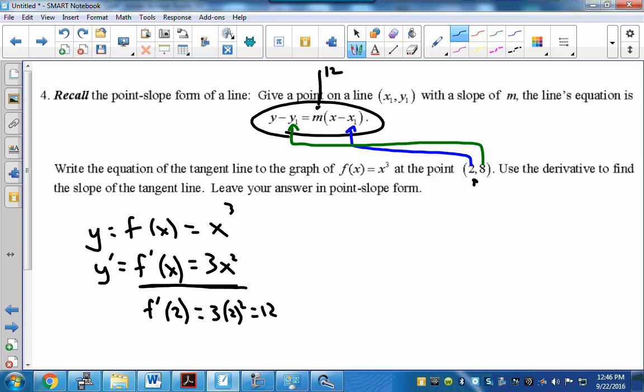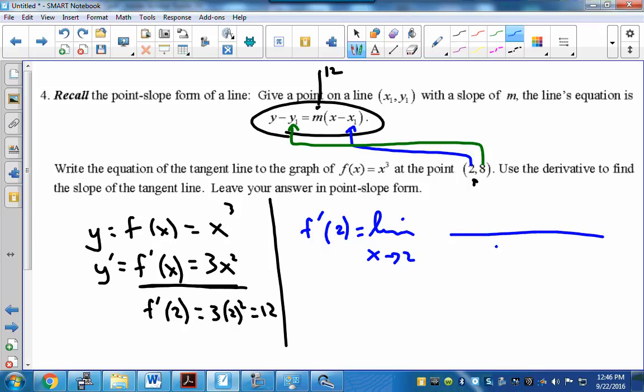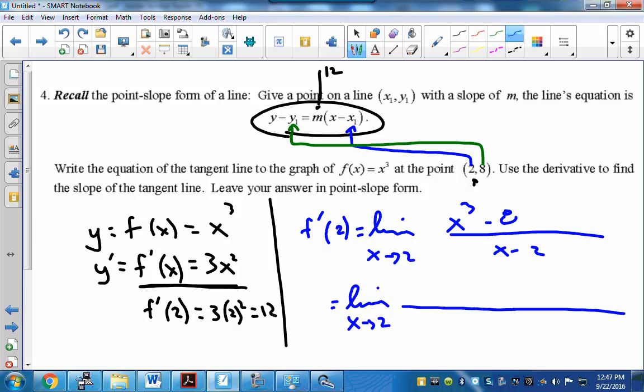But let's pretend we didn't know the power rule or we didn't remember it. What we're looking for is the derivative at 2, and that's the limit as x goes to 2. This is x minus 2. This is x cubed minus 8. Yes, we do have to factor. You will see this factoring problem again and again and again. If you don't know how to factor a sum or difference of cubes, for heaven's sake, learn it, because you're going to go down the tubes if you don't.